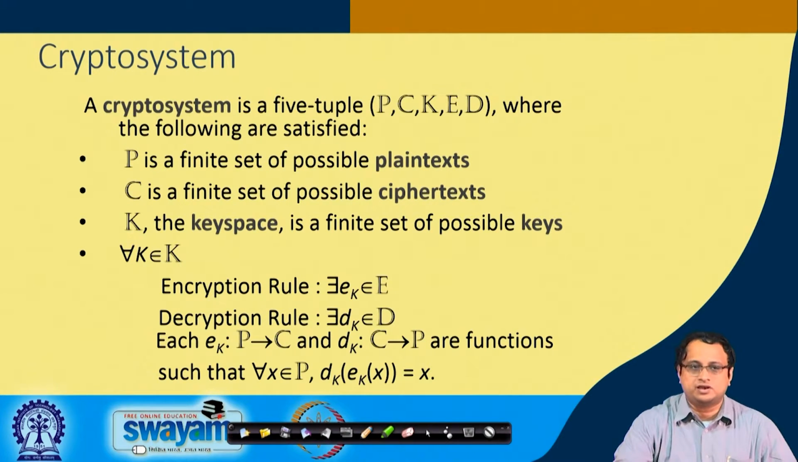That means when I encrypt a piece of information and when I decrypt it, I should get back the original data. This is denoted here in a more formal way, which says that for each EK, which is essentially a mapping from the plain text space to the ciphertext space, and for each DK, which is essentially the reverse mapping from ciphertext to the plain text space, these are functions such that for all x belonging to the plain text, when I apply the encryption function on x, I get EK of x, and then I apply DK, the decryption function, I should get back x. Therefore, this process should be reversible.